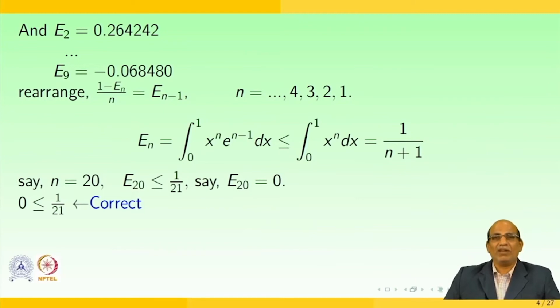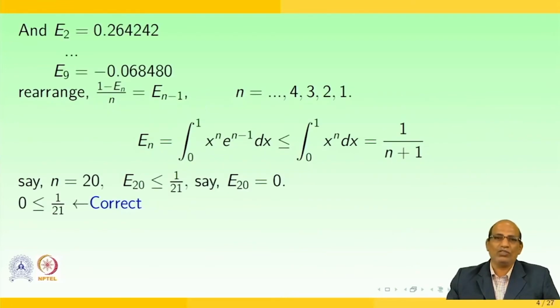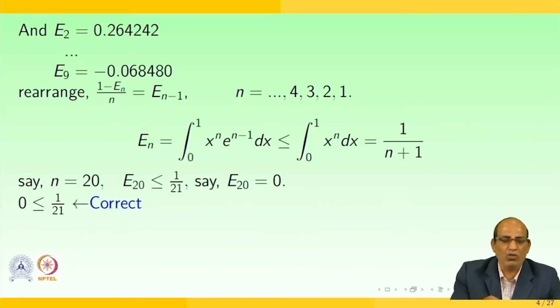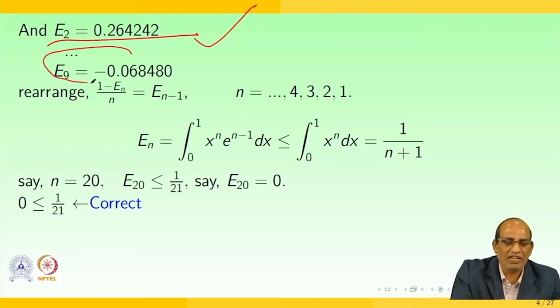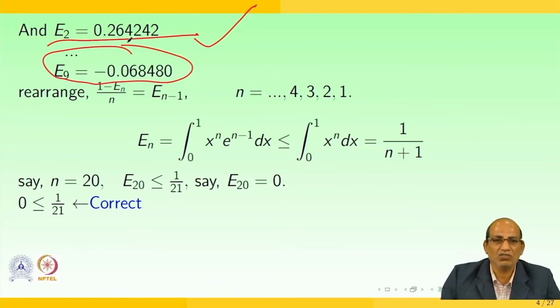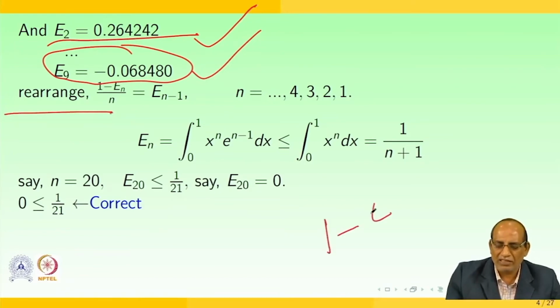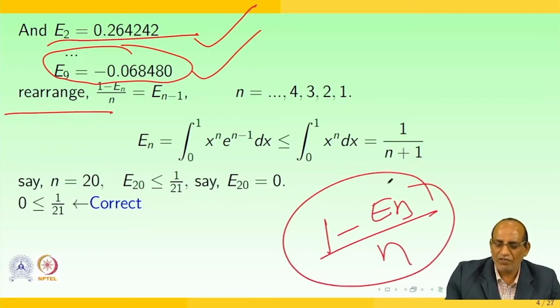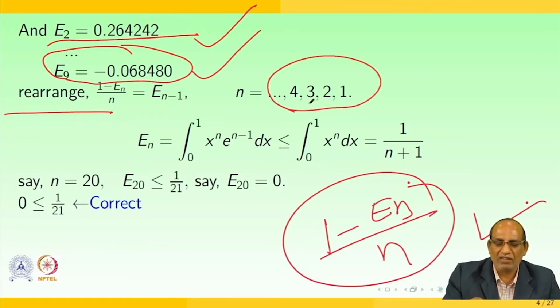Now look at this as a matter of curiosity. If I put n = 2, you see here what happens. For the n = 2 case, E2 is equal to 0.264242, and so on. This is the numerical computation. When you rearrange these terms, that means (1 - En)/n, which is essentially E(n-1), going backward. So this is n-1, n-2, like that, 4, 3, 2, 1.